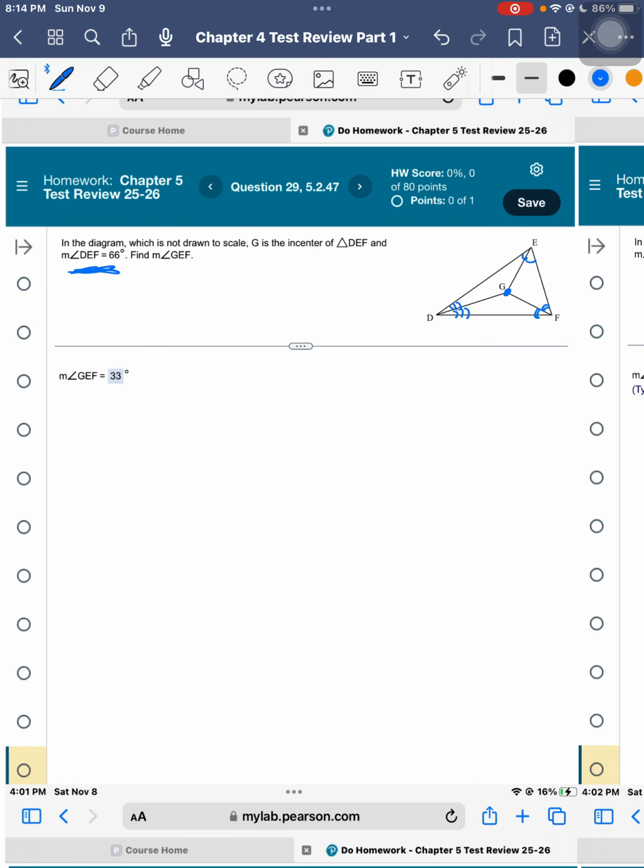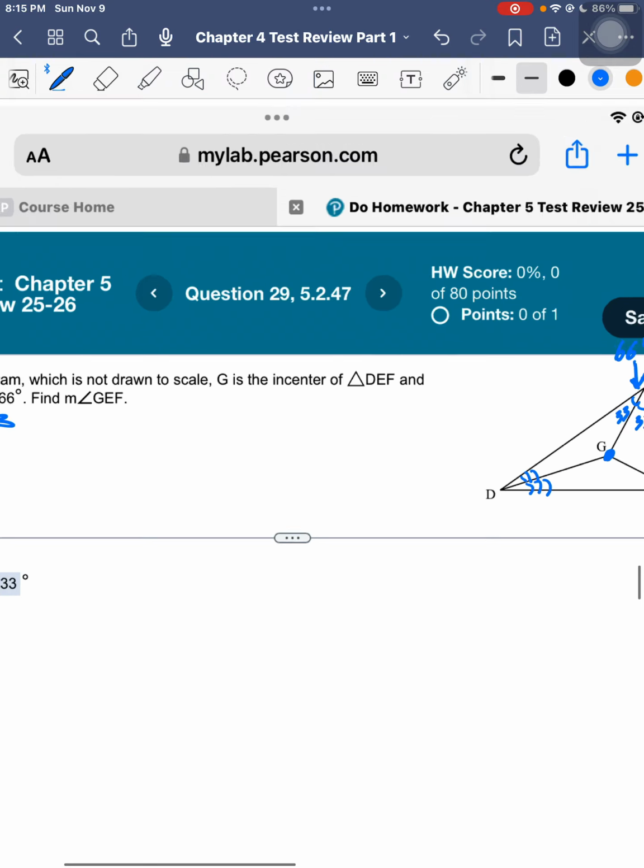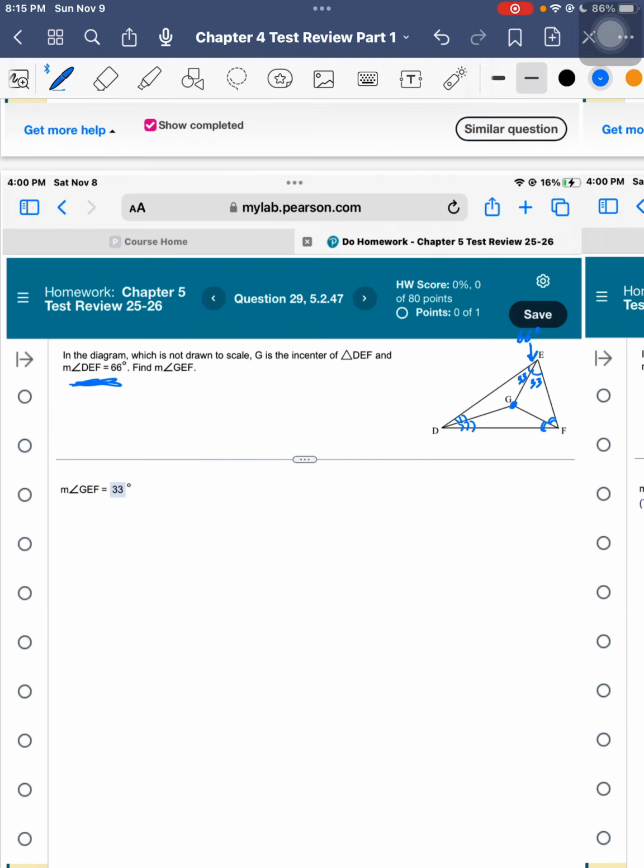And measure of DEF is 66. Okay, so where's DEF? DEF. So that means this whole thing is 66. And if this whole DEF is 66, that means this little piece must be 33, and this little piece must be 33. Okay, cool. That's all I know so far.